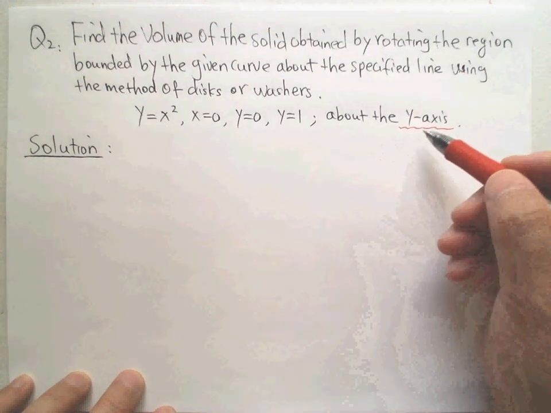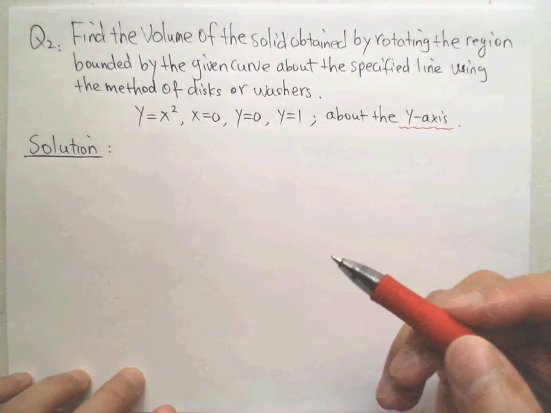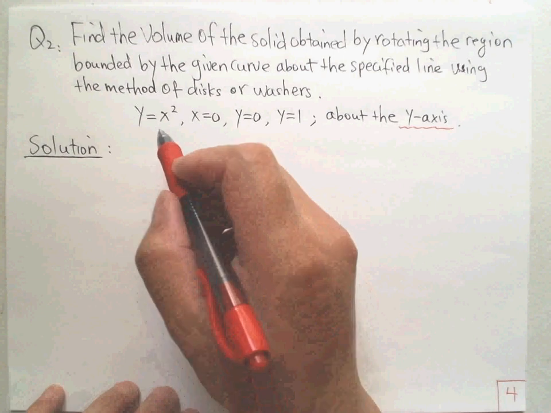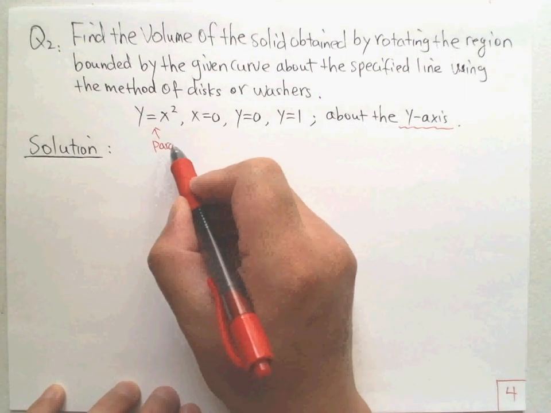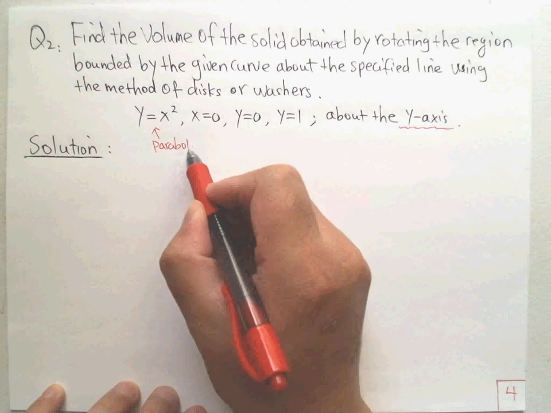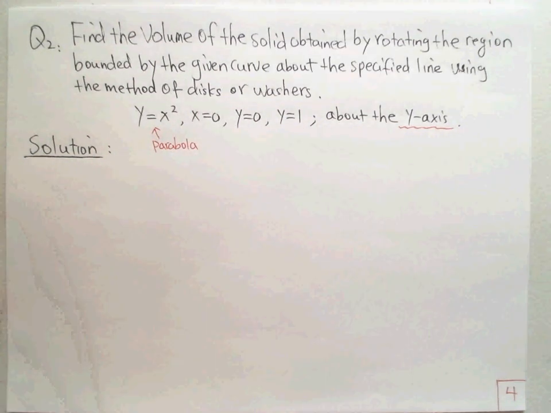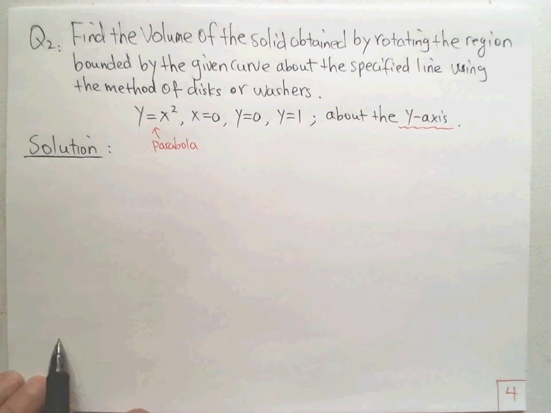It is rotated, or revolved, about the y-axis. The previous one was rotated about the x-axis, right? Okay. Then you are going to draw the graph. What is this? This is a parabola. And this is a straight line, straight line, straight line. And then I will get it. It's a very similar graph.